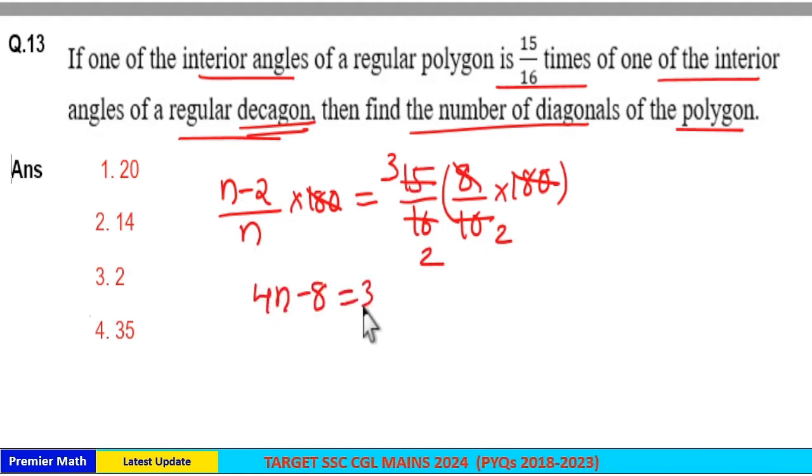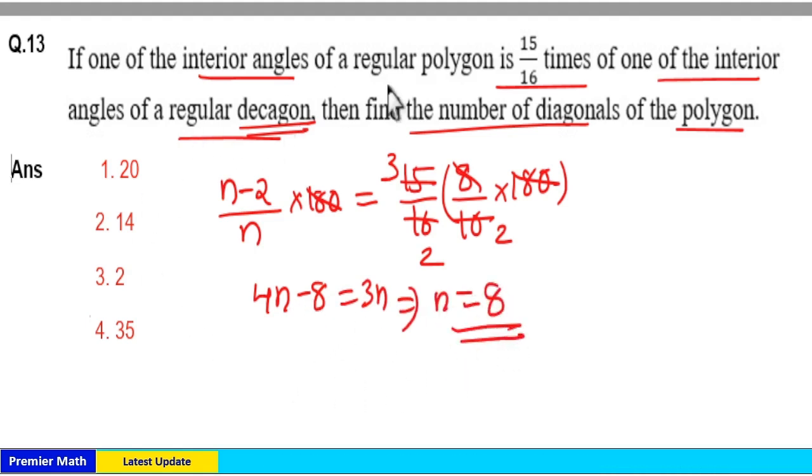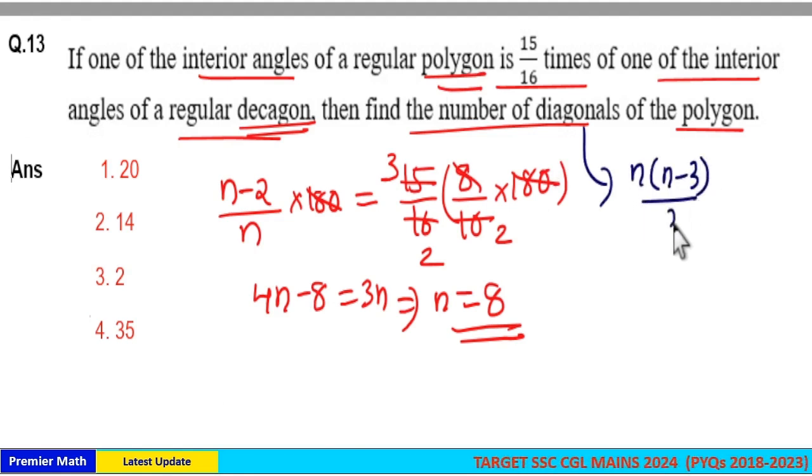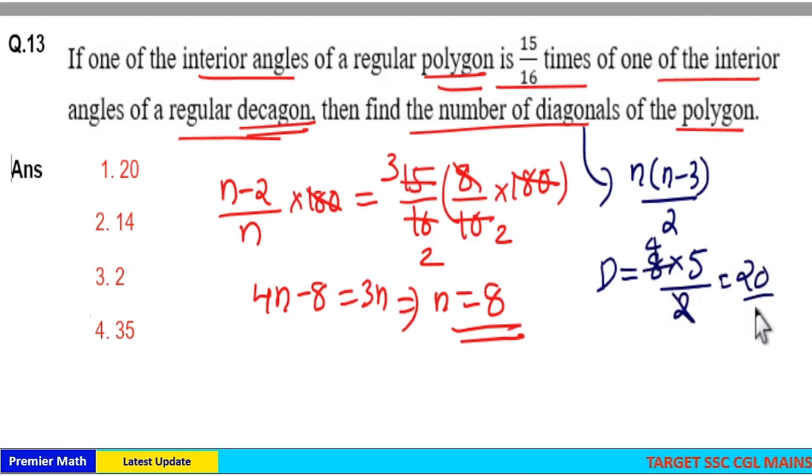4n minus 8 is equal to 3n, which means n is equal to 8. That is, this polygon has 8 sides. Then, the number of diagonals formula is n into n minus 3 by 2. So the number of diagonals is equal to 8 into 8 minus 3, which is 5, divided by 2, which is equal to 20. So the number of diagonals of an 8-sided polygon is 20. Option 1 is your answer.